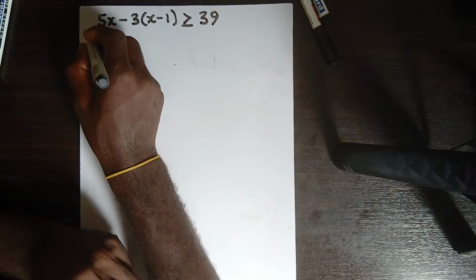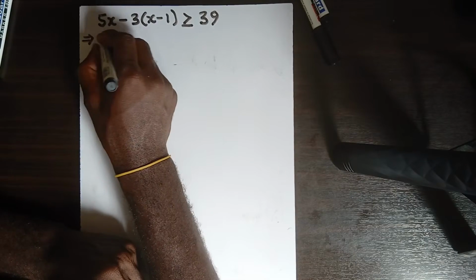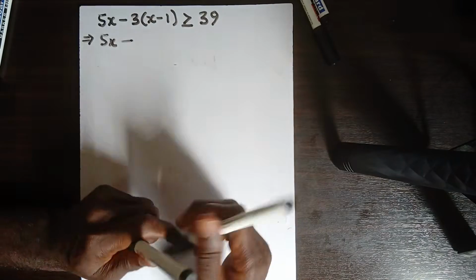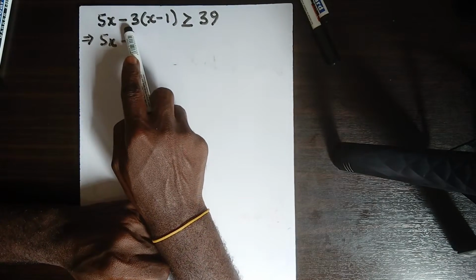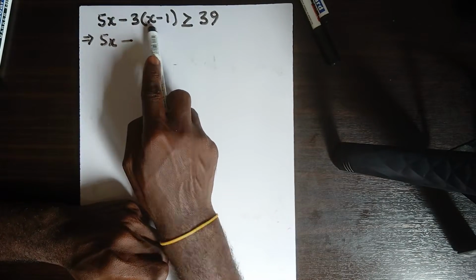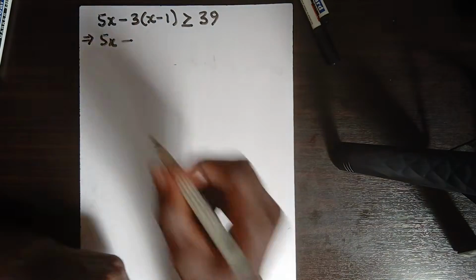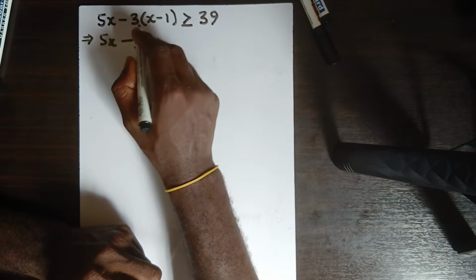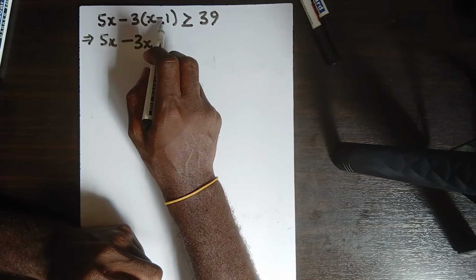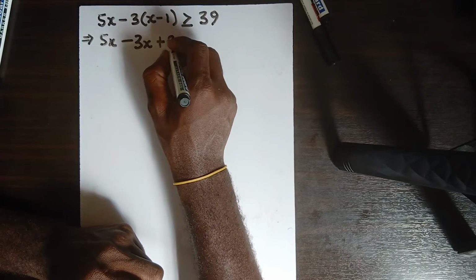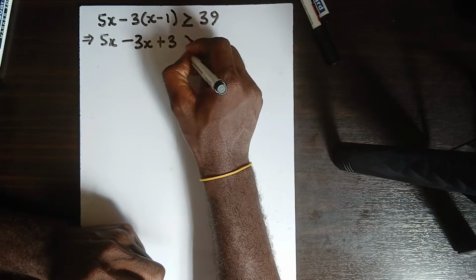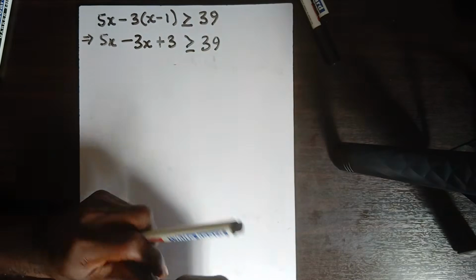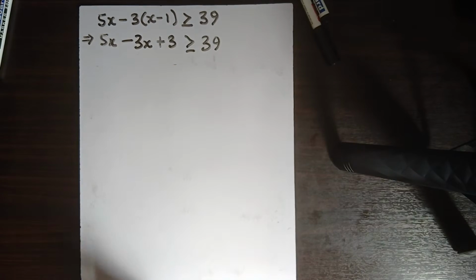So it means we have 5x. Now we can use the distributive property here. And this is -3. So when -3 multiplies x, we are going to get -3x. So that is why I wrote the minus here. And then -3 times -1 will give us +3. Our symbol is here. Then on the right, we have 39.